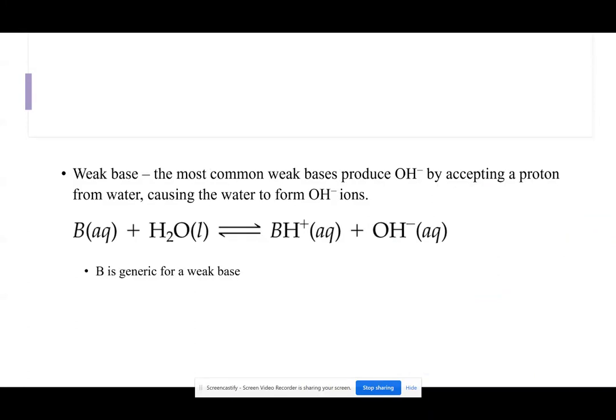A weak base typically will not split into ions. What it will do is accept a proton from water. So the water will be donating a hydrogen ion to the base, and that will form the conjugate acid and the hydroxide ion. And so that's where those hydroxide ions come from. They actually come from water donating a proton to that weak base. Of course, B is just being generic for any weak base.